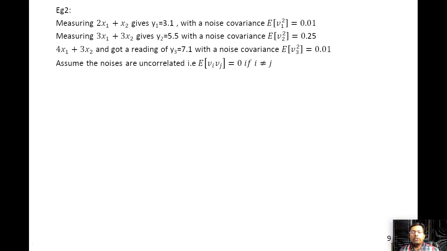So let's redo the previous problem where we have 2x1 plus x2, where v1 has a covariance of 0.01, v2 has a covariance of 0.25, and v3 has a covariance of 0.01, and then we're going to assume that the noises are uncorrelated as well. So now would be a good time for you to pause the video, solve this, and then verify the results.